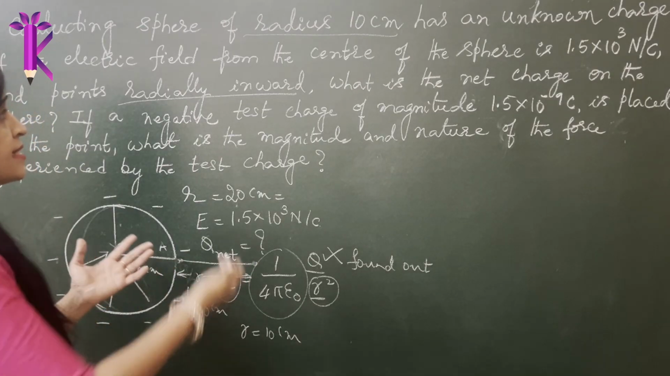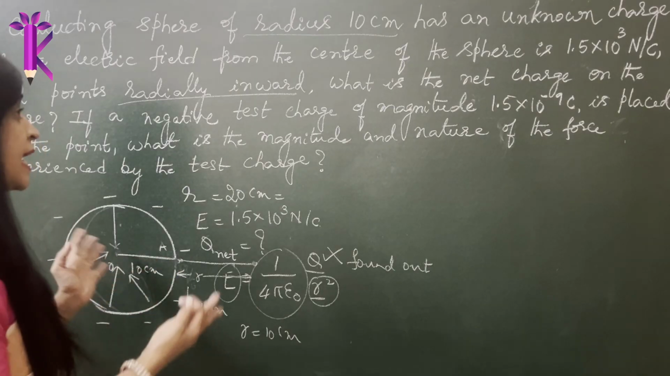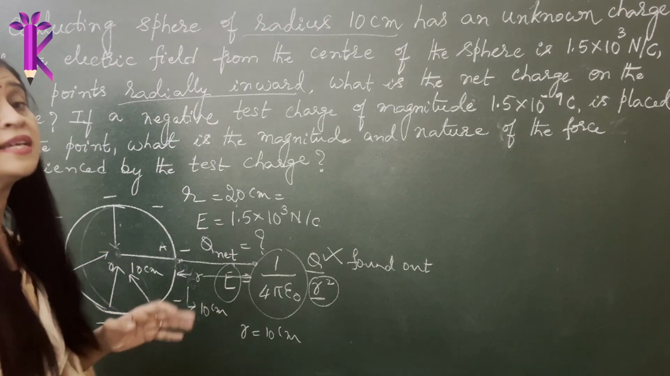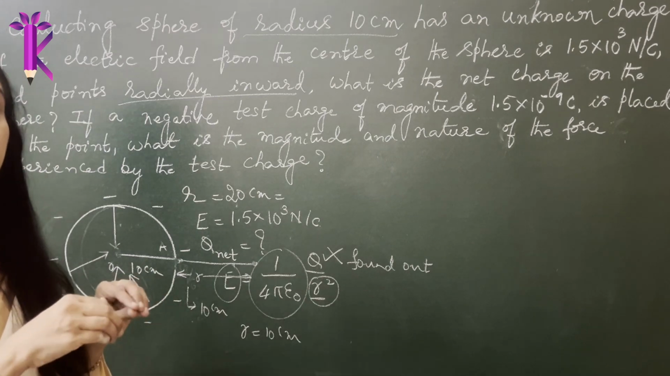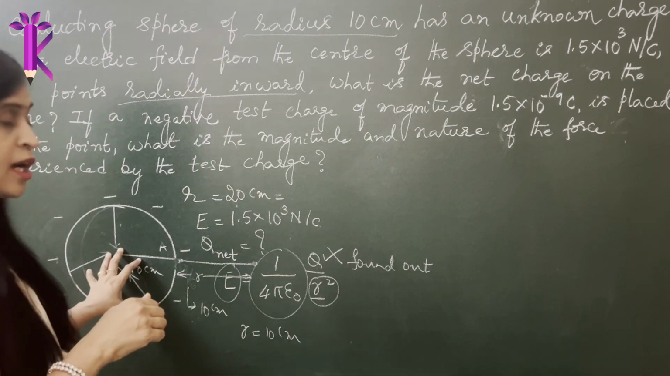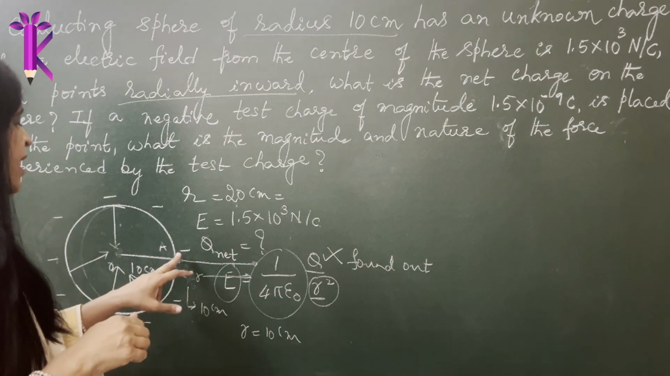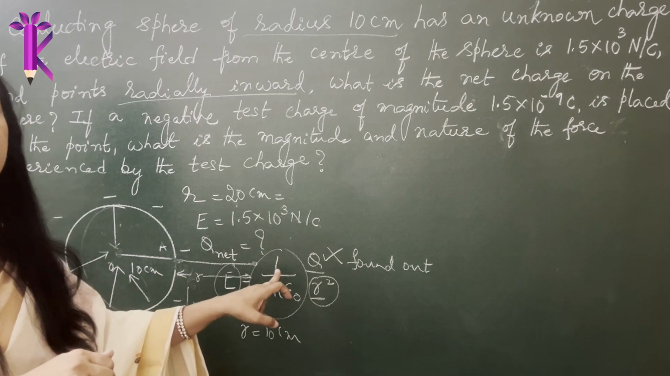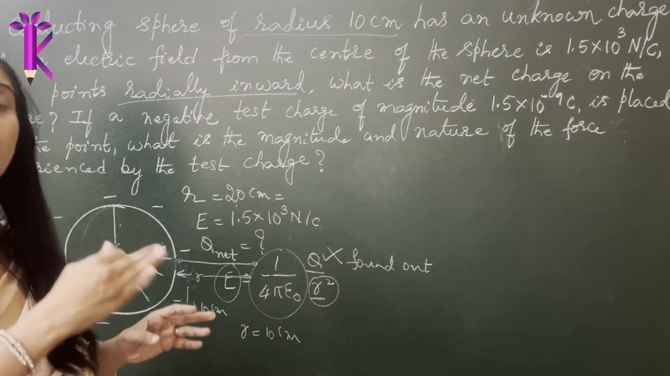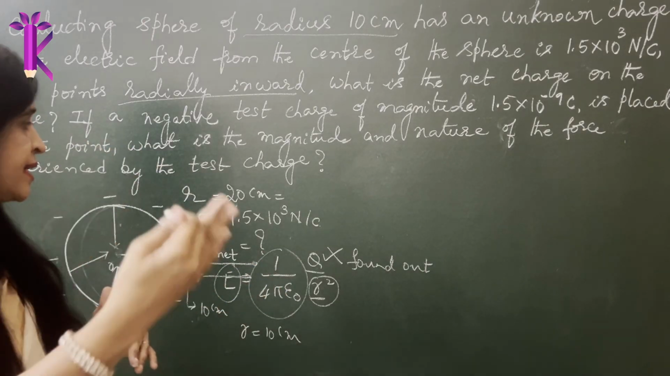Why am I taking 10 centimeter? It's not given anywhere, because I do have only one data which is 10 centimeter, and they are asking you to assume that the charge is placed at the center. No, it cannot be placed at the center. The charge is residing on the surface. From the surface I take another 10 centimeters away from the sphere, where I assume the test charge to be placed.